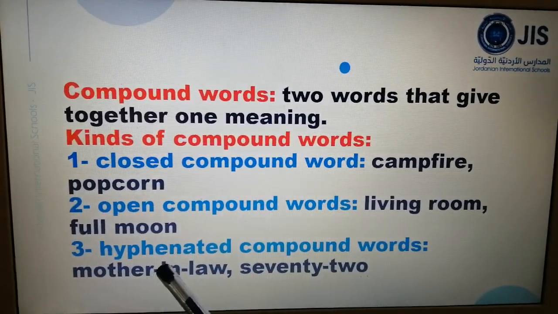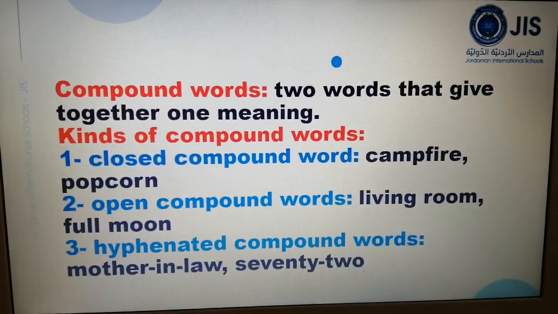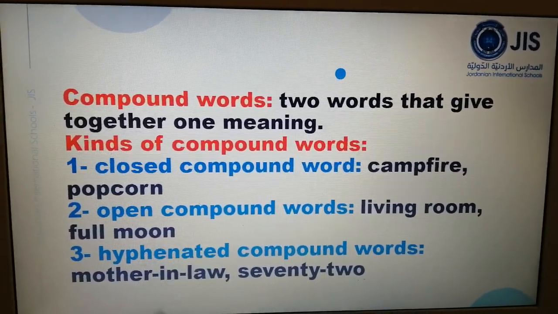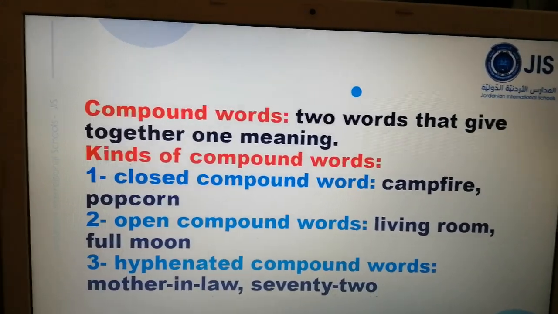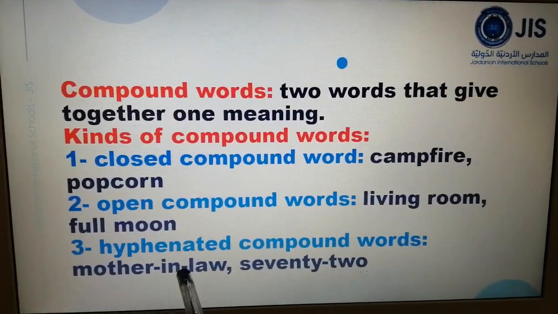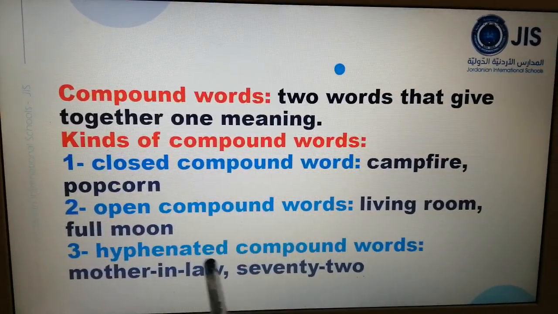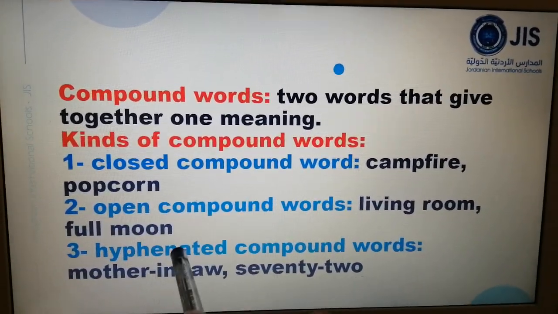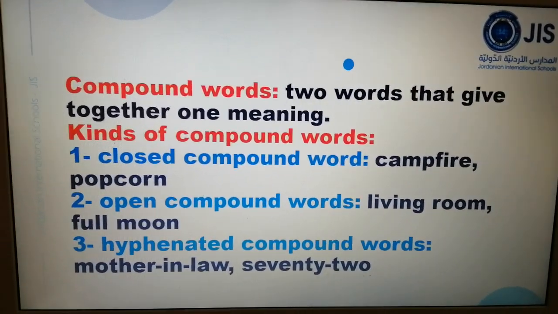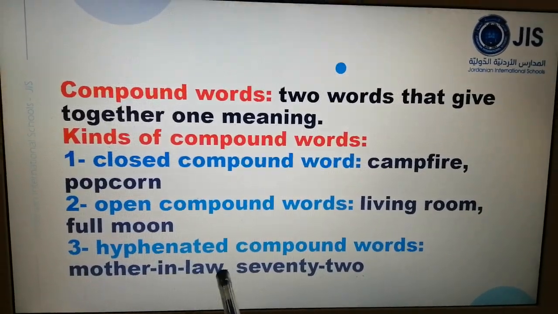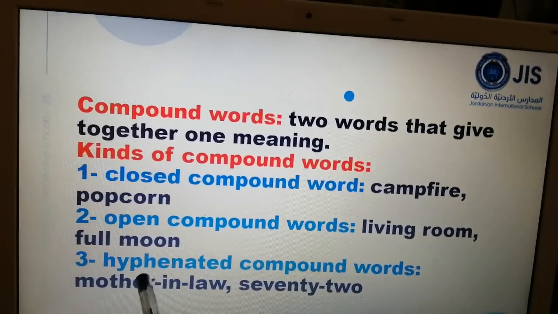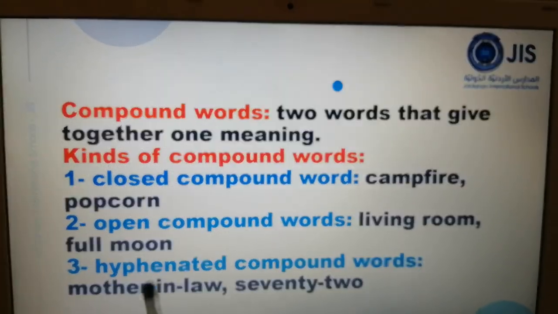Now, we have hyphenated compound words, from the title or from its name, hyphenated, because there is a hyphen between the words. What's the meaning of hyphen? This small dash or this small line, it's a hyphen. When I put a hyphen between the words in the compound word, I call it a hyphenated compound word. Like here, for example, mother-in-law. I have a hyphen between the words. I can't write it without hyphens, so that's why it's a hyphenated compound word.